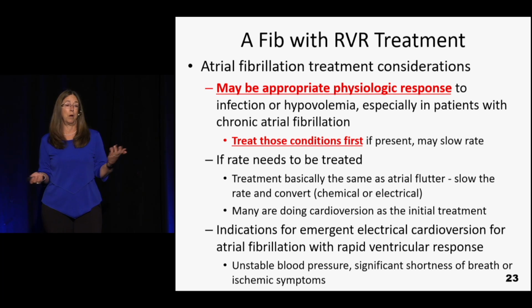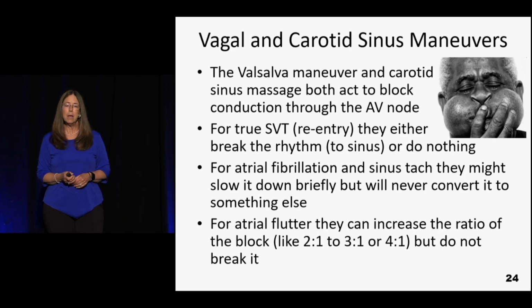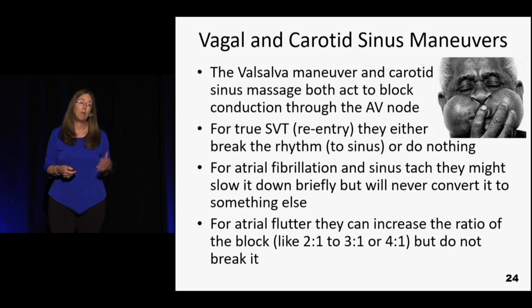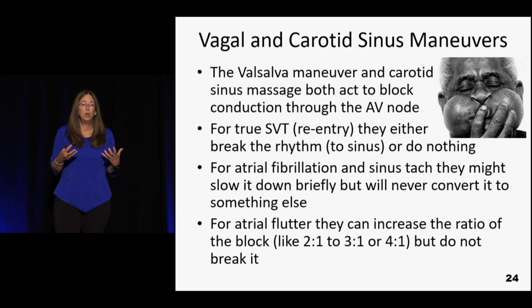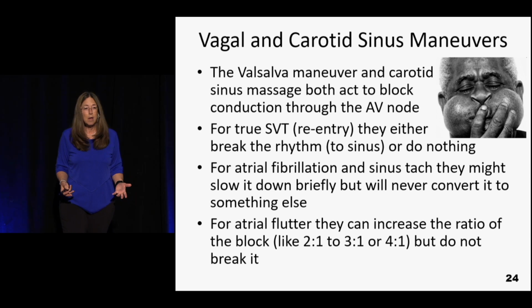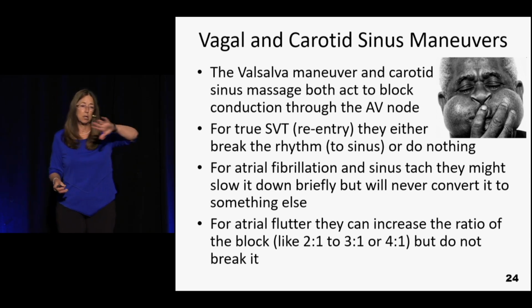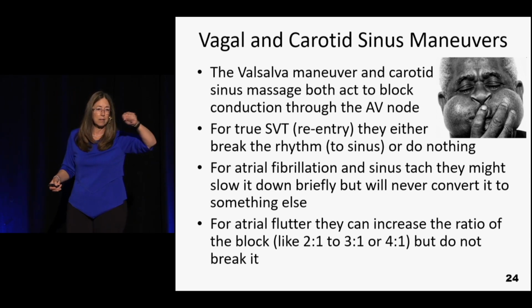It's actually what they use primarily in Europe. Lots of things work for slowing down your rate. And if you don't know what's what, say you have that rate of 150 that's spot on, doesn't move, it's narrow, and it's regular. Is that flutter, fib? I don't know what that is. Is that sinus tach? You can do a carotid vagal maneuver and slow it down. It's kind of cool because it may slow down and increase the block, bringing out that sawtooth flutter.